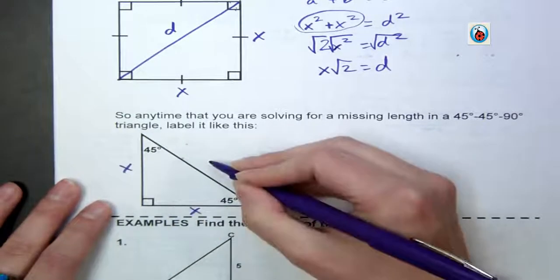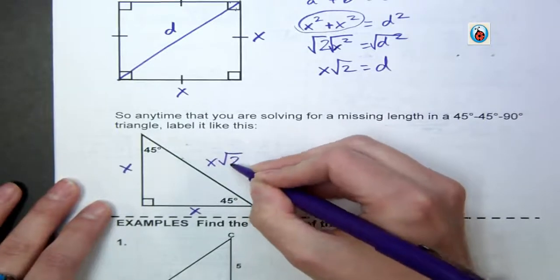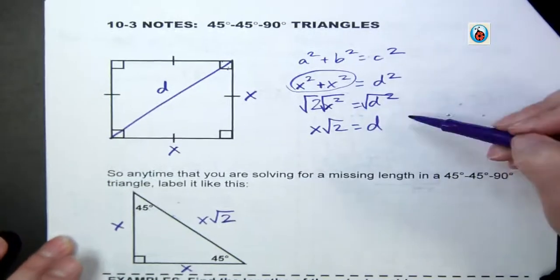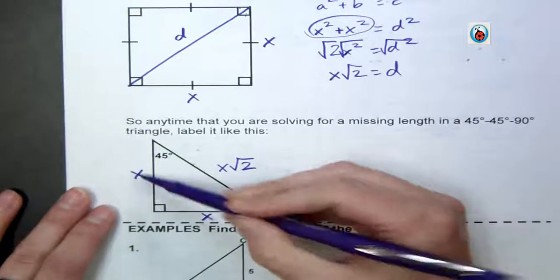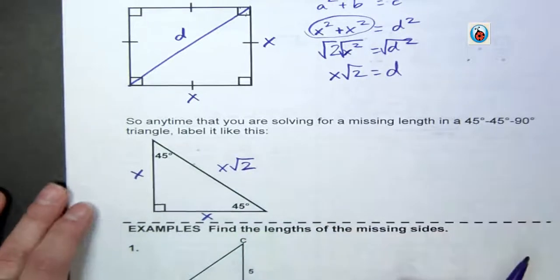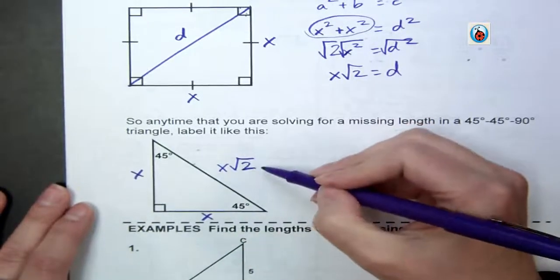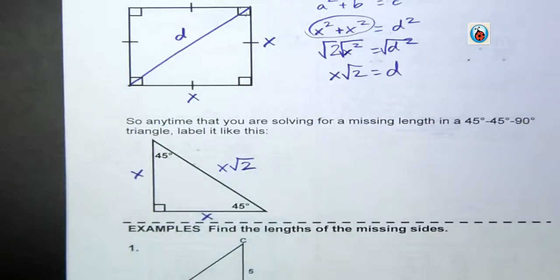The nice thing about this is we don't have to go through this derivation for every problem. This is the shortcut. We just have to remember the two short sides are the same, and the third side is equal to x multiplied by the square root of 2, or x root 2.